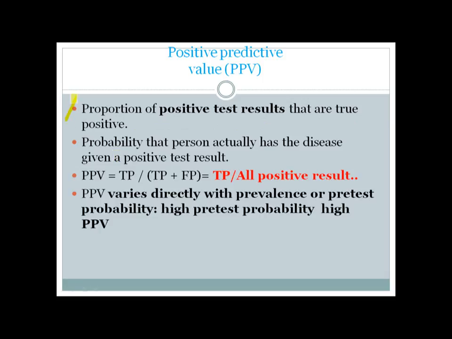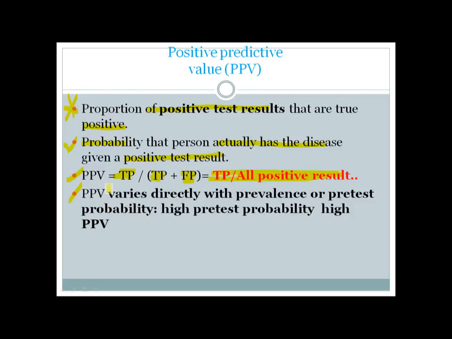So positive predictive value is actually the proportion of the positive test results that are truly positive. It tells you the probability that a person actually has the disease when he already has a positive test result, because sometimes you can have a positive test result in people who actually do not have the disease. So positive predictive value or PPV is true positive divided by all positives, which include true positives and false positives. So true positive divided by all positive results.